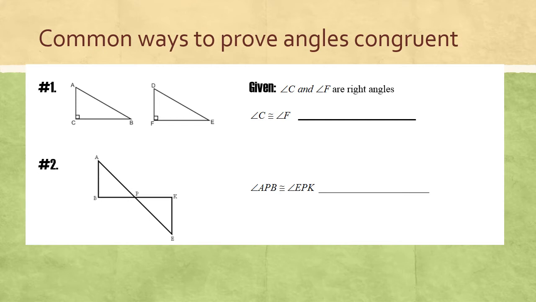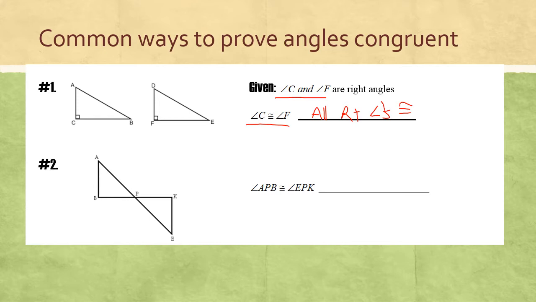All right, so if I give you that angle C and angle F are right angles, then your conclusion is that C and F are congruent. And your reasoning for this, and this is from unit 1 by the way, is that all right angles are congruent. It's just a fact. It's what we know. All right angles are congruent. So we know that C is congruent to F because of that.